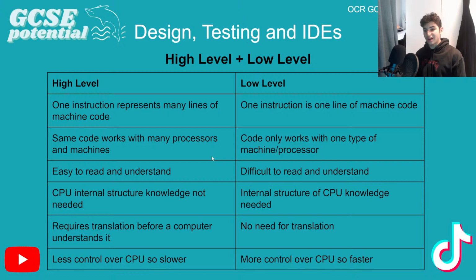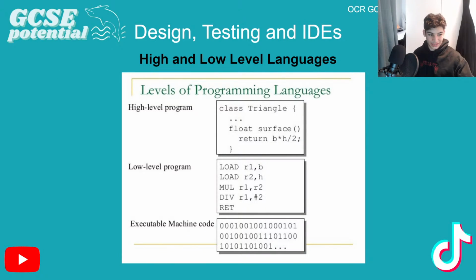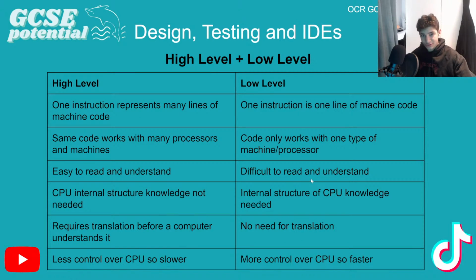The advantage of high level is you can write code once and it works with many processors and machines. But with low level, code only works with one type of machine or processor, and that makes things really strenuous, and that's why people don't use them as much. High level is very easy to read and understand, as you can see here. That sort of makes sense to you if you're just a GCSE student. But low level, I don't really know what's going on there, so it's quite difficult to read and understand.